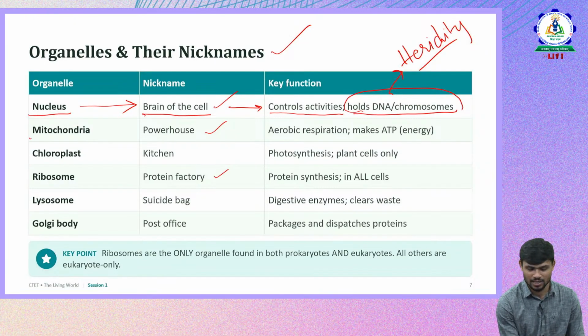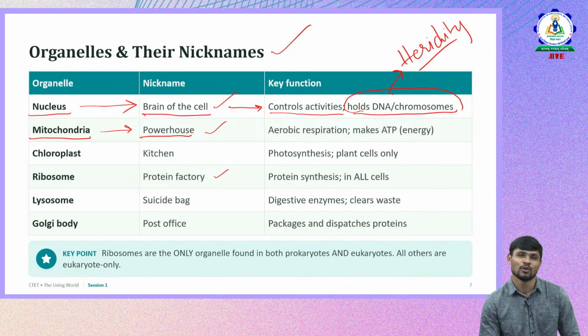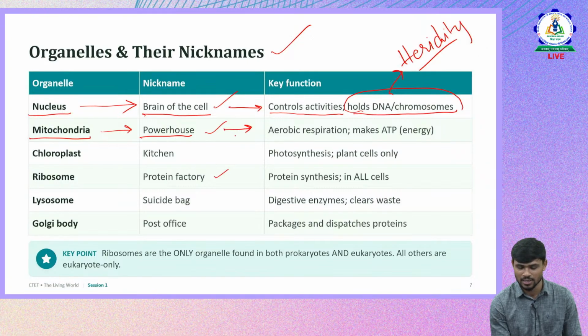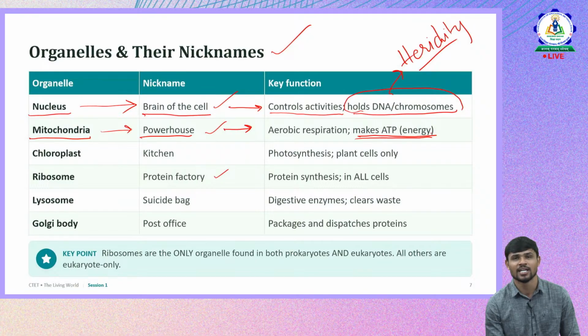Okay, the next organelle is mitochondria, and it is called the powerhouse of the cell. Why is mitochondria called the powerhouse of the cell? Because it generates ATP. It releases ATP. ATP means energy currency. The energy is addressed in terms of ATP.